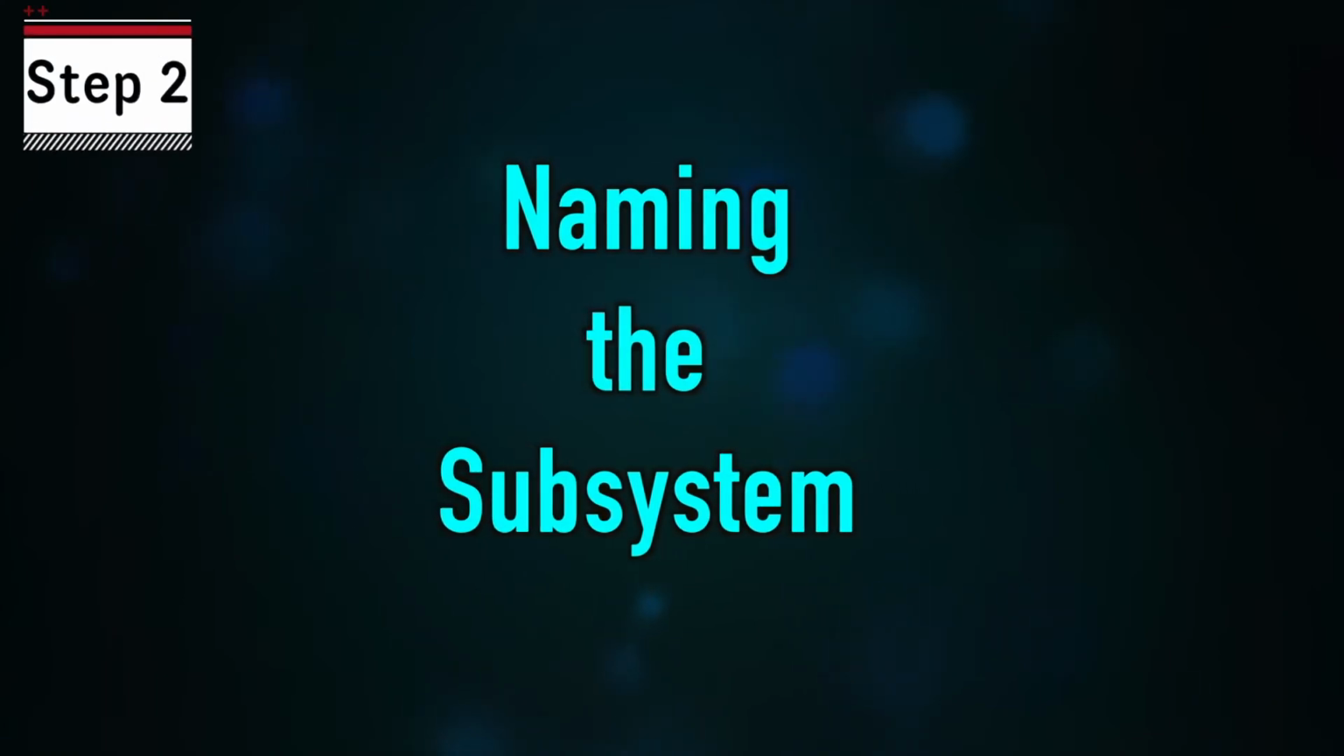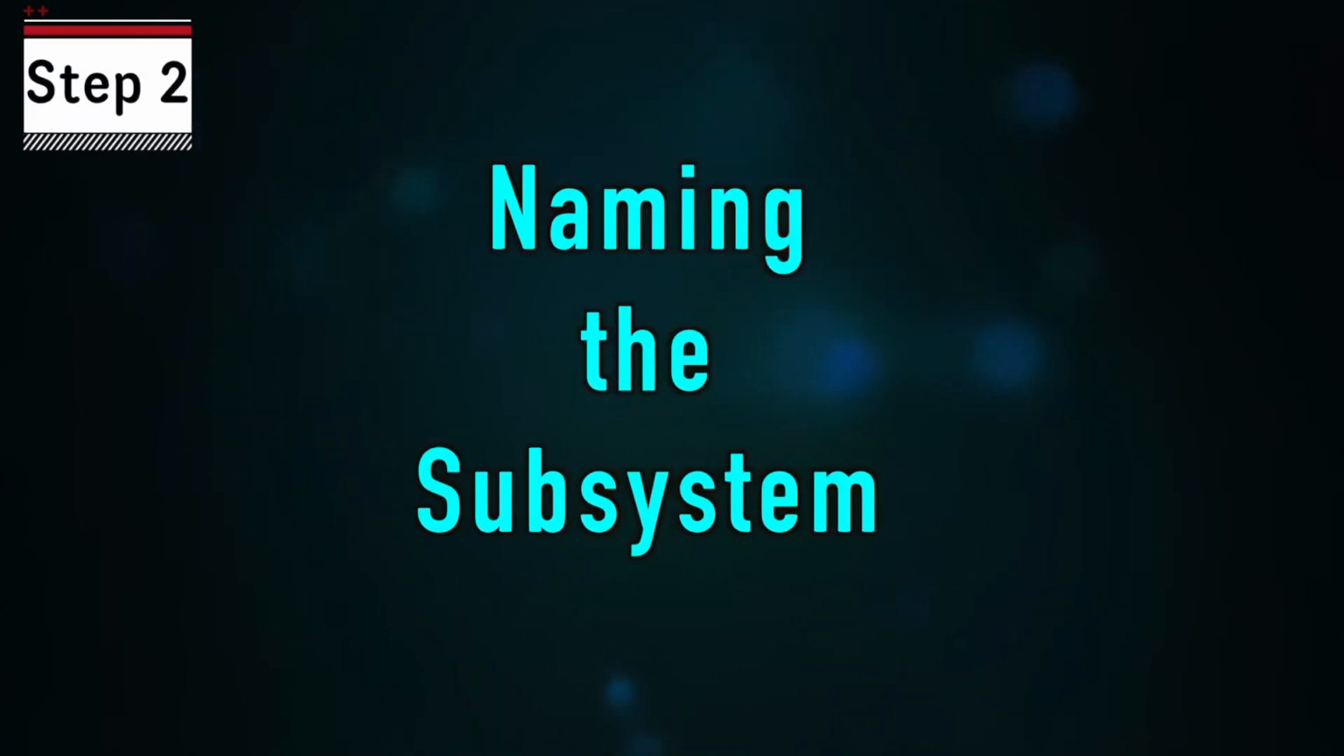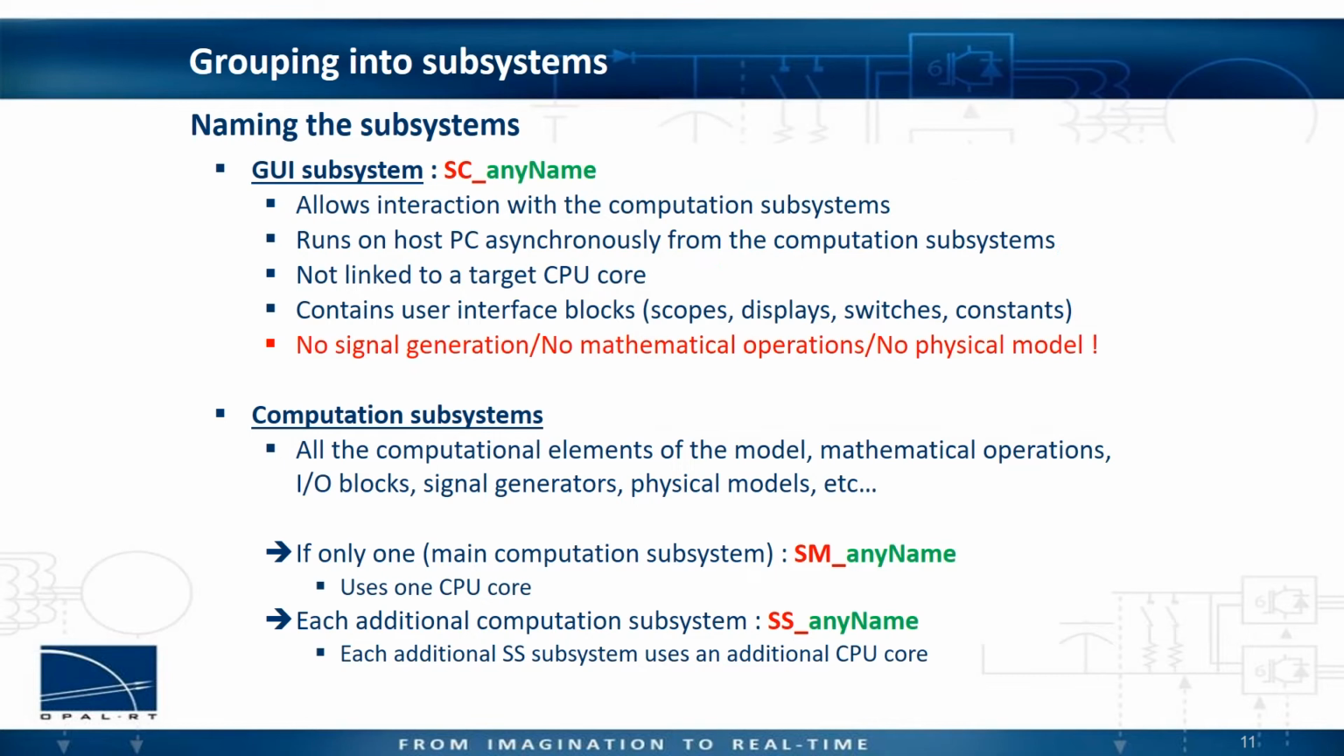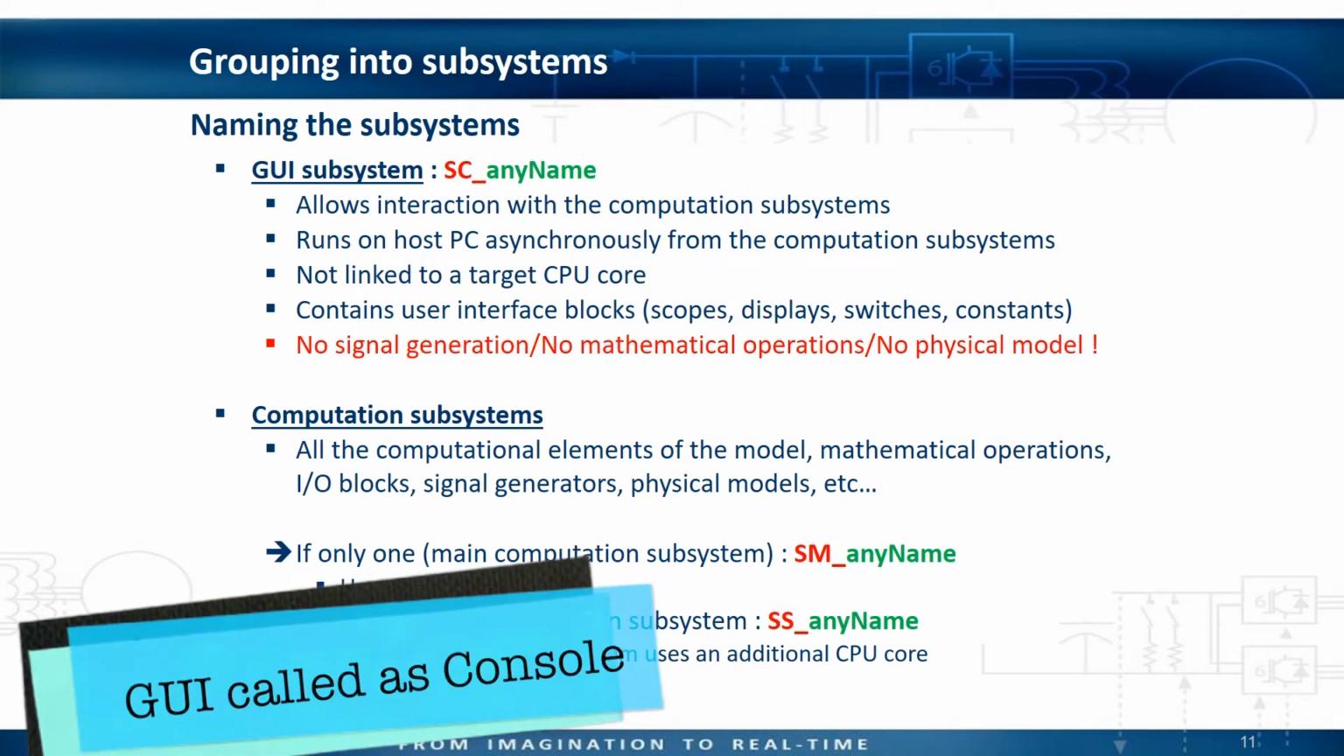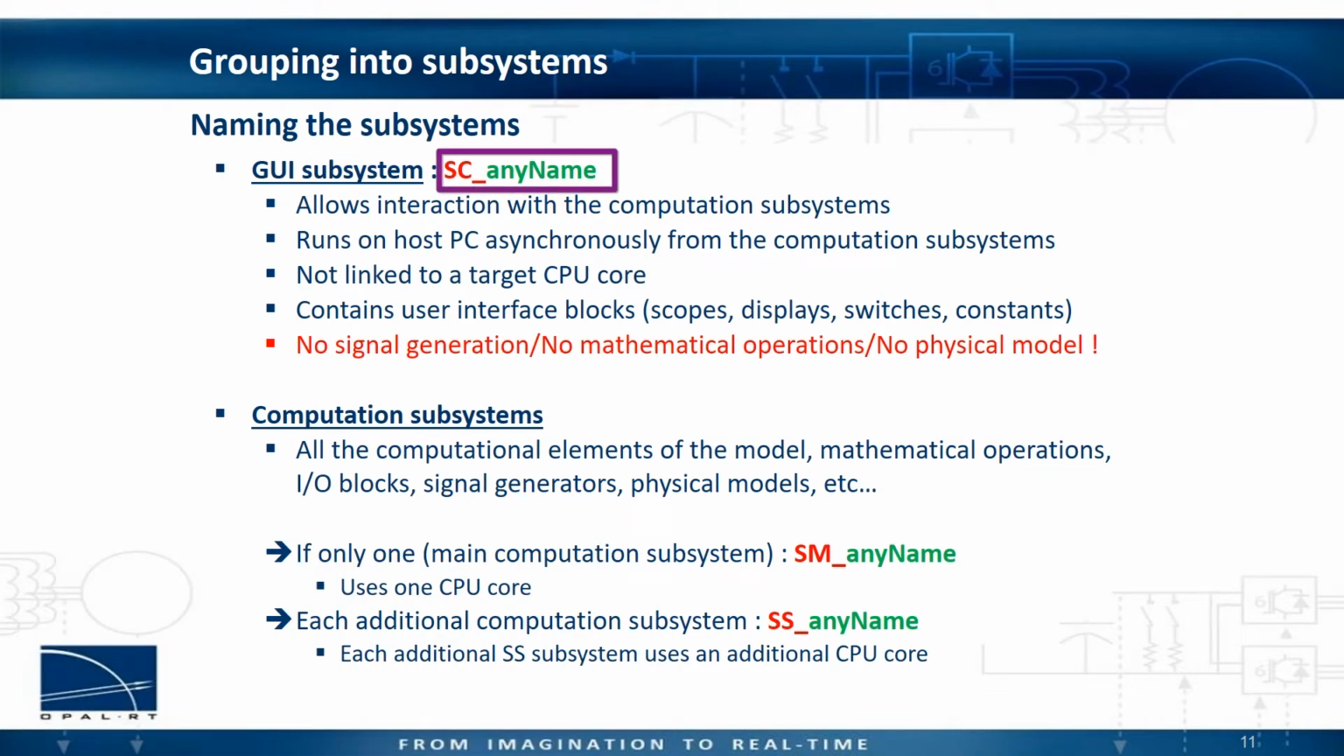Now the first step was grouping into subsystems. Next, naming the subsystem. How does naming affect things? The GUI subsystem is basically called the console. So we write it as SC underscore, in blocks, underscore any name. You can place any name you want there: results, data, output, anything. So SC underscore is compulsory for the GUI subsystem.